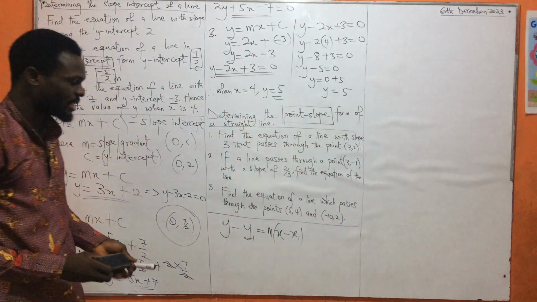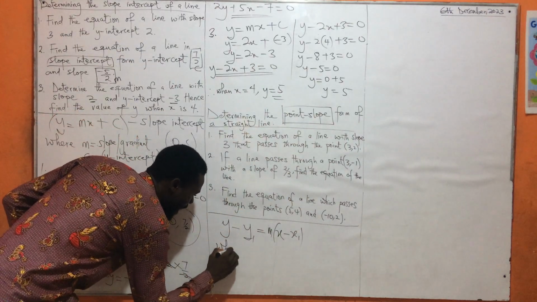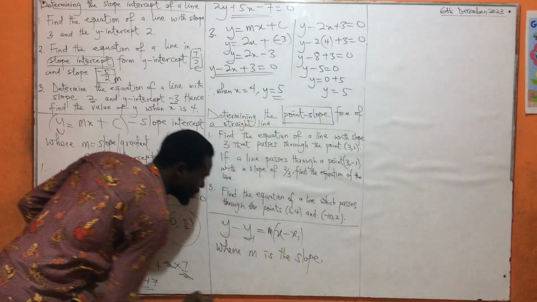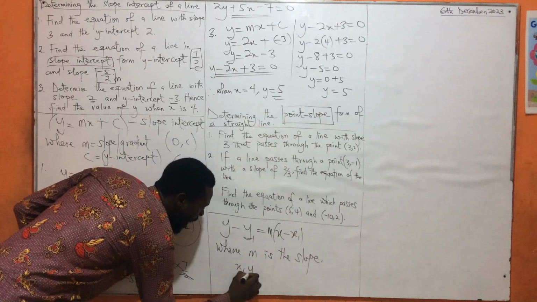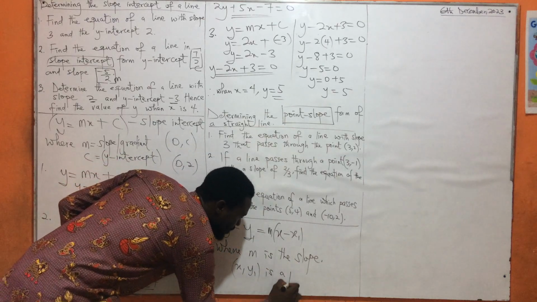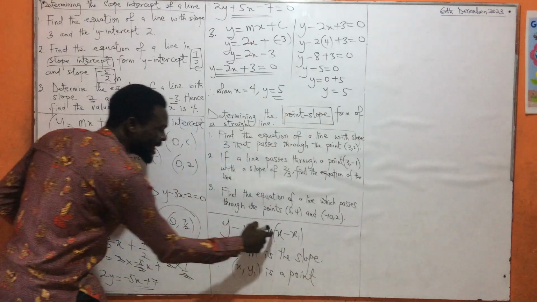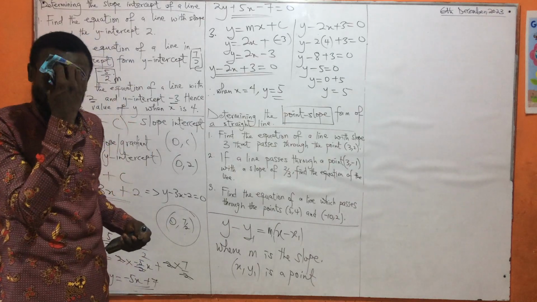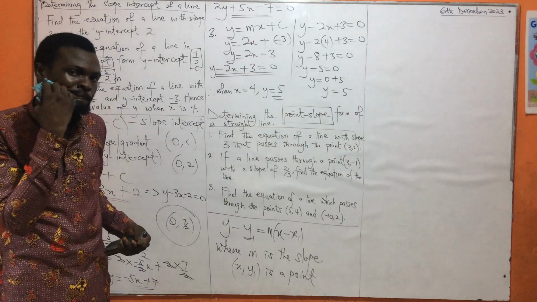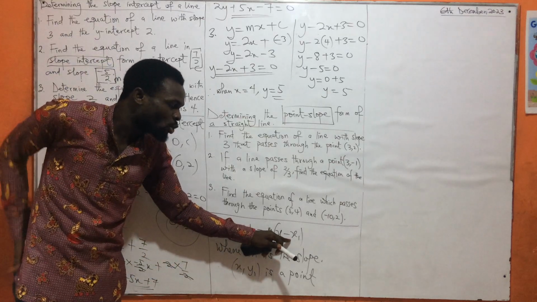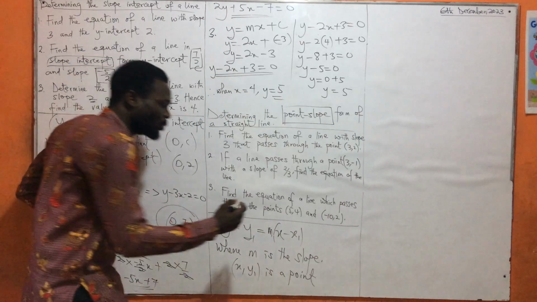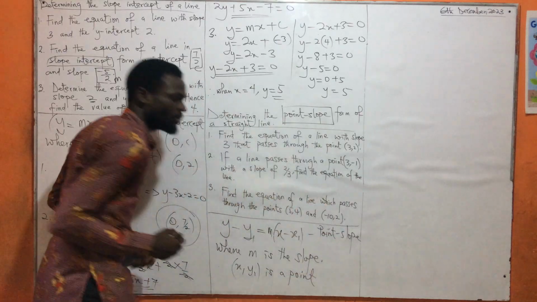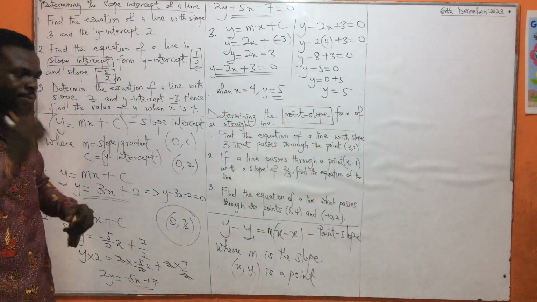So let us solve this example. Also, where m is the slope, you should always know the definitions. And x1, y1 is a point. But the x and y are variables, okay, which will help us to get the equation of the line. And when the equation of a line is given in this form, we say it is in what? A point slope form. It is in point slope form.